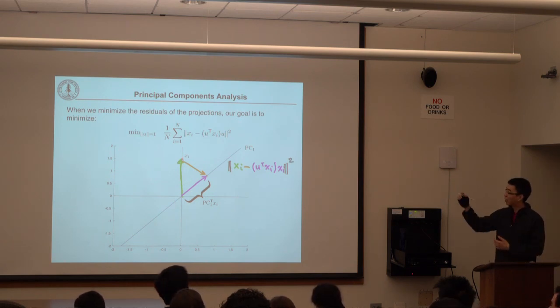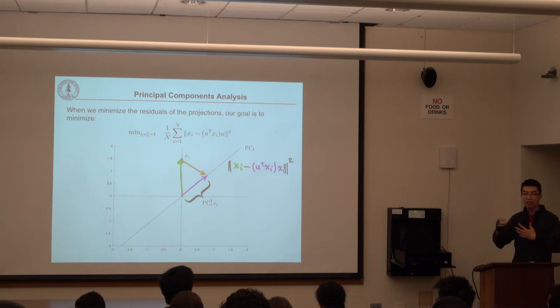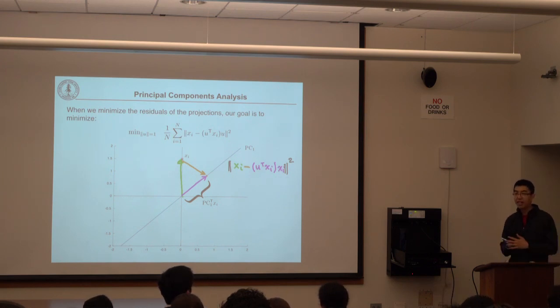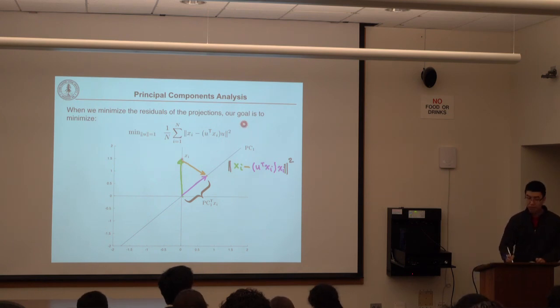And so across all my n data points, this is for xi, but we have n of them, I could just continually calculate these residuals given by this term right here. And I could average all those residuals. And that would give me the sum of the squared residuals. And our goal is to find the u that minimizes this cost.